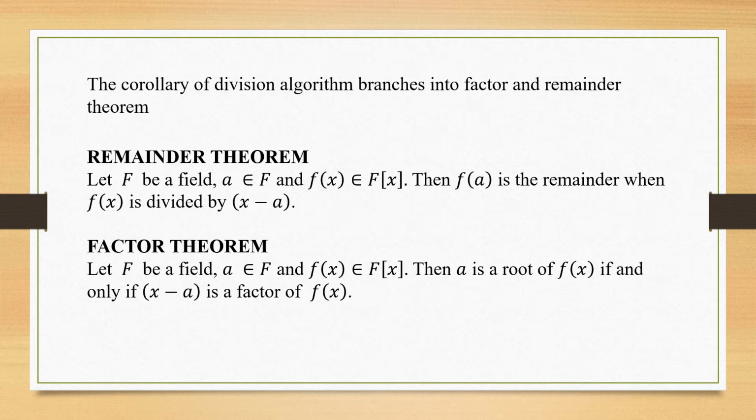We have seen plenty of problems there. So f(a) will be the remainder when f(x) is divided by x minus a. Next is the factor theorem. Let F be a field, a belongs to F and f(x) belongs to F[x]. Then a is a root of f(x) if and only if x minus a is a factor of f(x). So these are the two corollaries we have arrived at after the division algorithm.